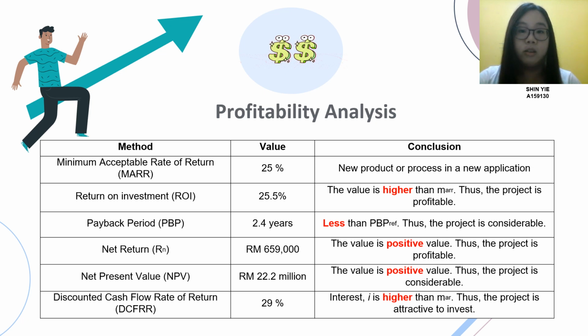For methods that consider the time value of money, NPV and DCFR are the indicators. The NPV is 22.2 million ringgit. The project is considered profitable. Meanwhile, the DCFR of 29% is higher than MARR. The project is safe and attractive to invest in.